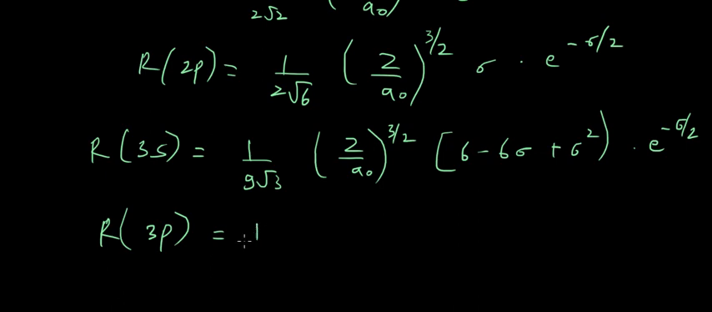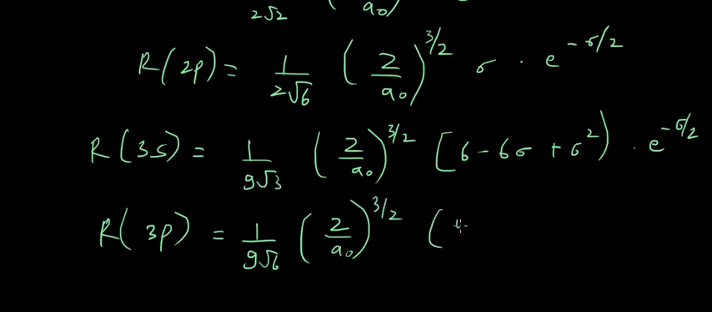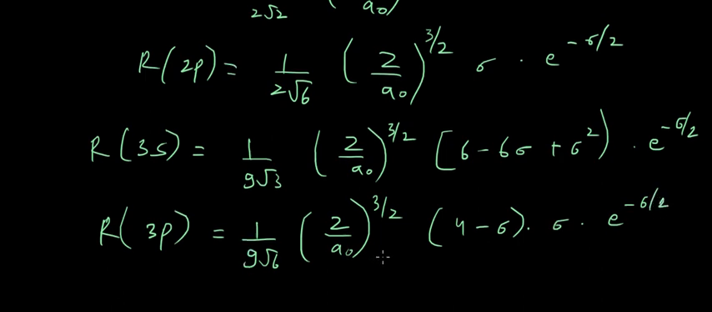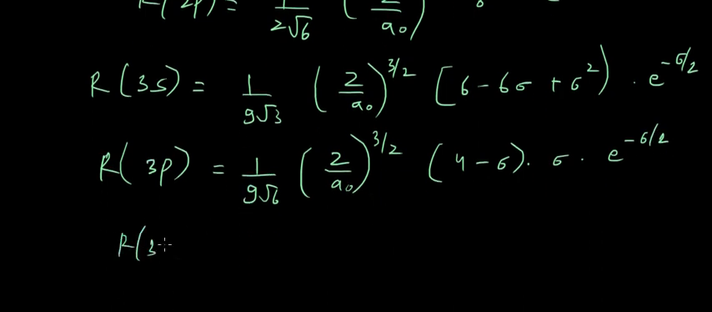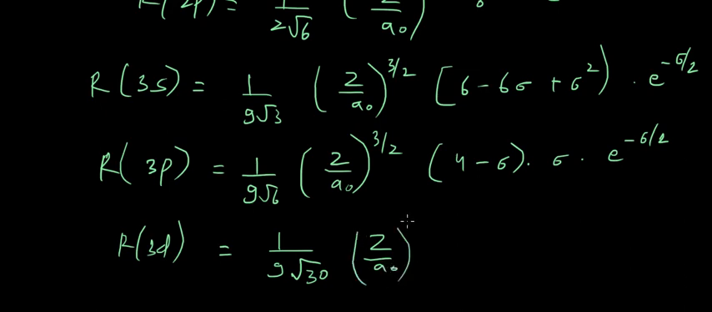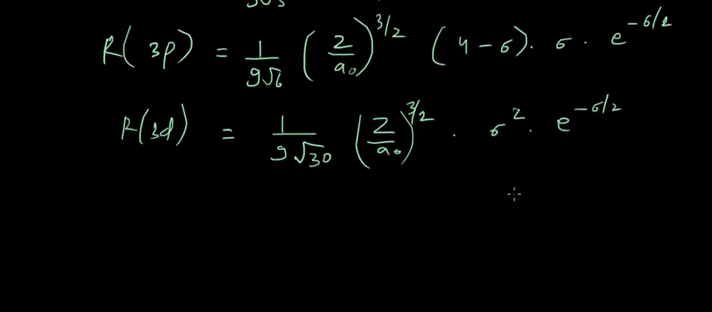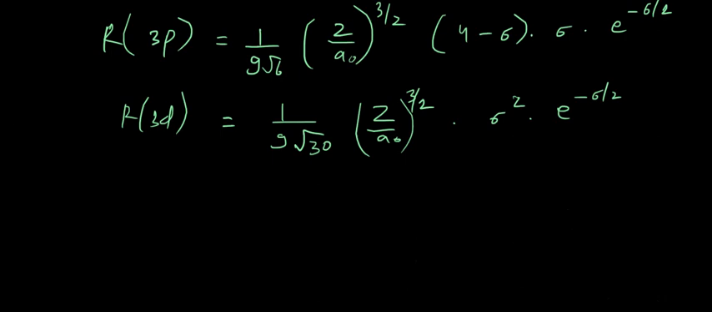R for 3p would be 1 upon 9 root 6, z upon a naught to the power again 3 by 2, and 4 minus sigma, into e to the power minus sigma by 2. And finally R for 3d would be 1 upon 9 root 30, z by a naught to the power 3 by 2, multiplied with sigma square, multiplied with e to the power minus sigma by 2.